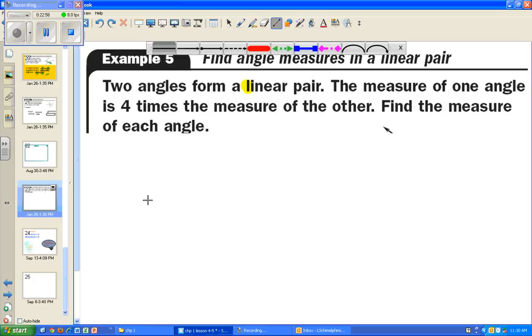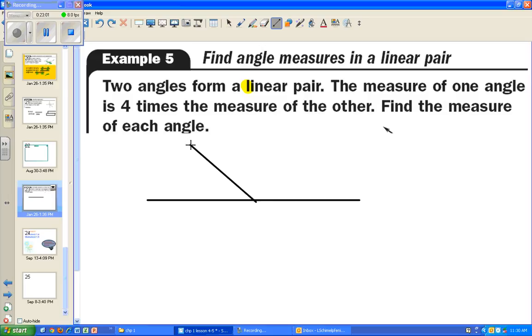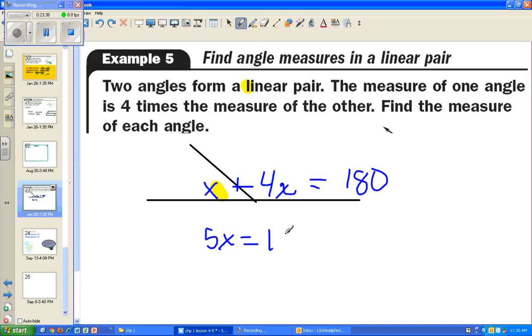Okay, so if you did this on your paper, draw a linear pair, two angles hooked together by a common vertex, and they share a side. Now if you label one of them X and the other one 4X, how are you going to go about solving that? Just like we did before, using common sense, a postulate. A linear pair equals 180 because it lies on a straight line. So we're going to say 1x plus 4x, 1 elephant plus 4 elephants, equals 5 elephants equals 180.